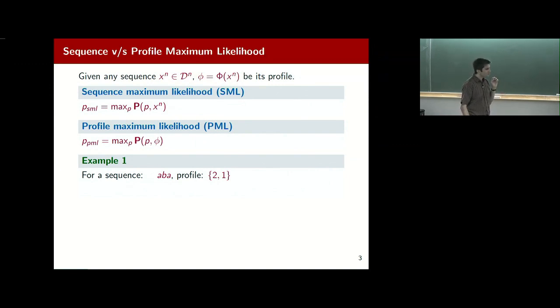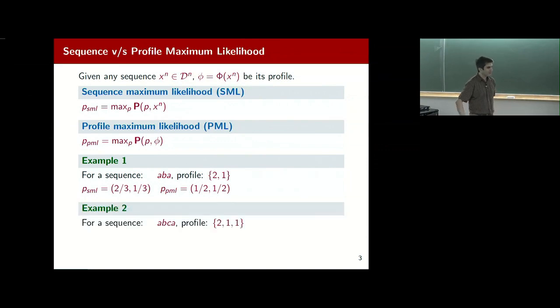What's the profile maximum likelihood? This is not clear, somewhat unintuitive. Turns out the profile maximum likelihood distribution is half-half. This is not an expected result. It's something that you really have to work out and confirm for yourself. But for now, just believe me, it's actually half-half. Let's do another example.